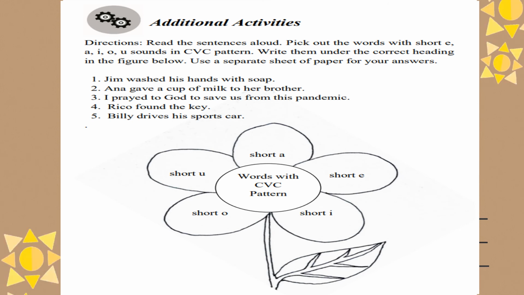Number 1, Jim washed his hands with soap. Number 2, Anna gave a cup of milk to her brother. Number 3, I prayed to God to save us from this pandemic. Number 4, Rico found the key. Number 5, Billy drives his sports car.